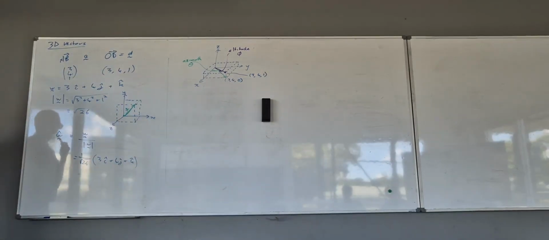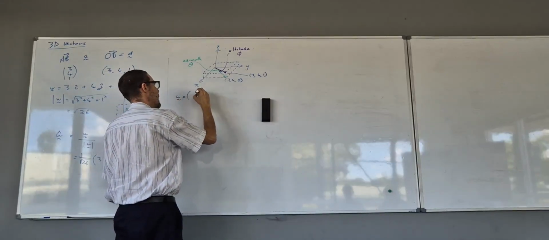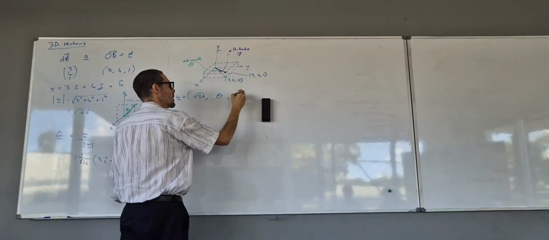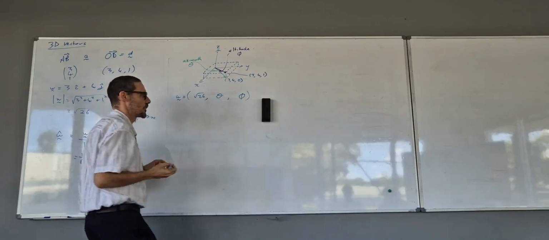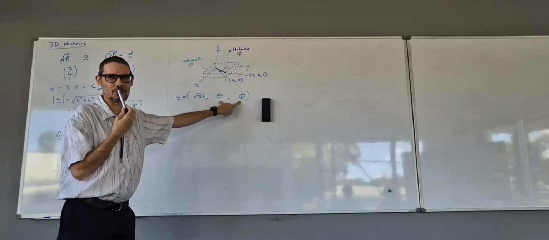Where do I start? How do other people try to work this out then? Sorry, what are we working out? Well, what's the magnitude I already know? Root 26. I'm going to write this in polar form. It's going to be magnitude, angle, angle. Azimuth, altitude. How do I work out these 2 angles?